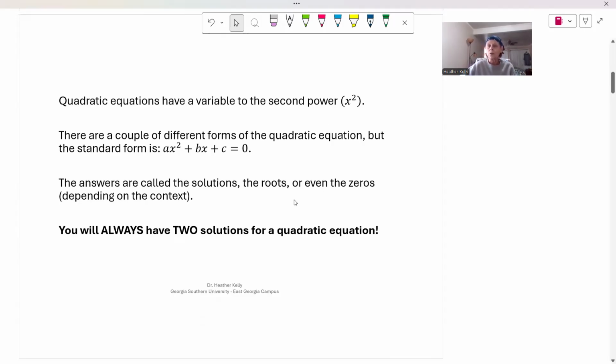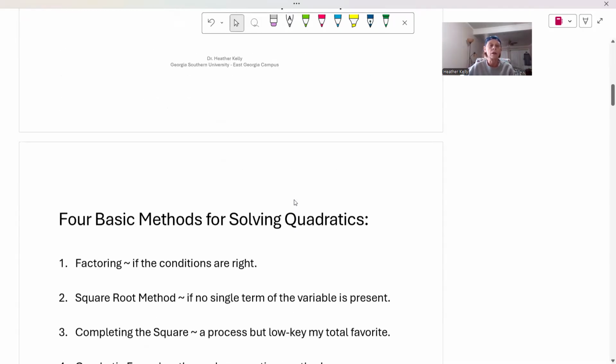The answers, when we're talking about solving quadratic equations, are called, of course, the solutions and the roots, but sometimes they're even called the zeros. And that just kind of depends on the context. And you'll talk about that more, I know for sure, in pre-calculus, because that's where we kind of start off in pre-calculus. Okay, so remember, quadratic equation, two answers. All right. Okay, here we go.